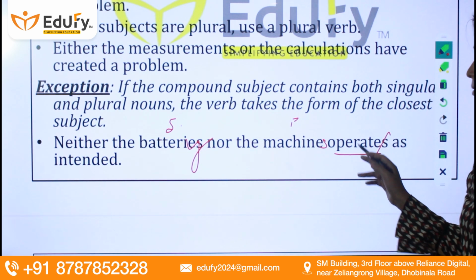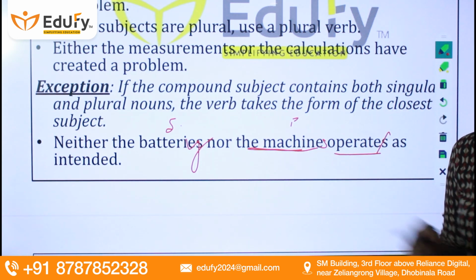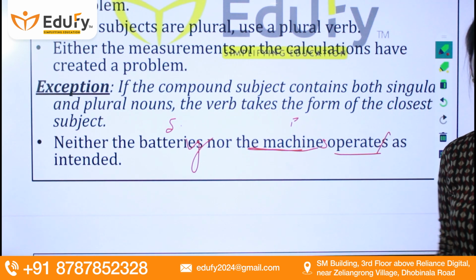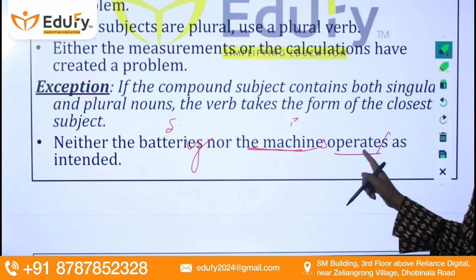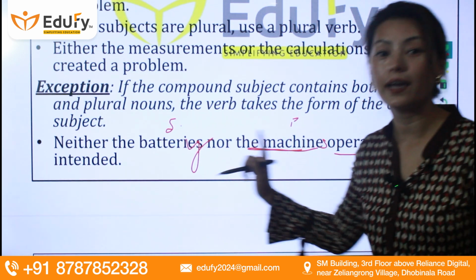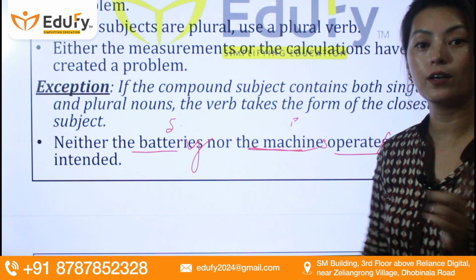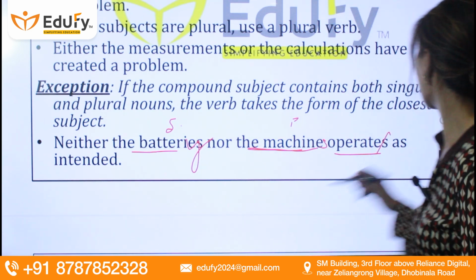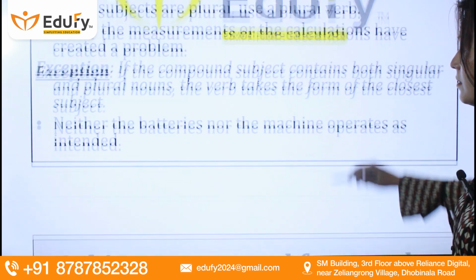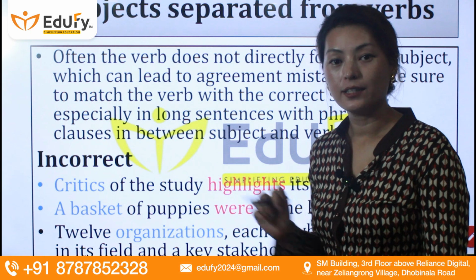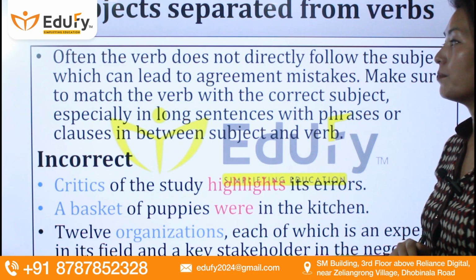Why did I change the verb? Because the nearest subject has changed to plural. Therefore, the verb also becomes plural. And this is in the case when the sentence has two different subjects, that is singular and plural subjects. Okay? That is the exception to that rule. Let's move on to the next topic, that is subject separated from the verbs.